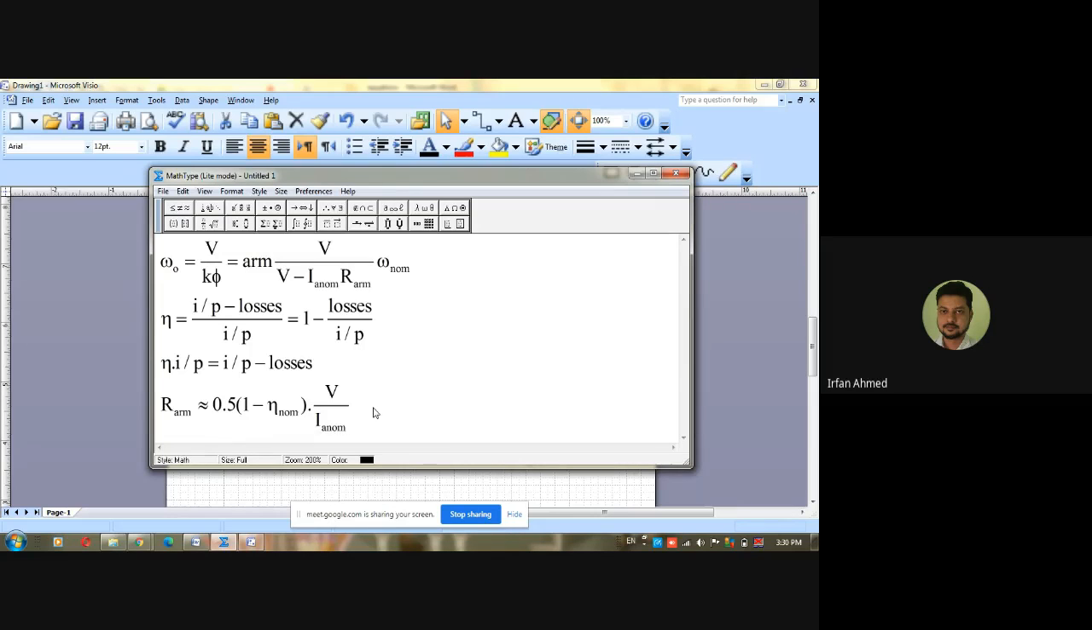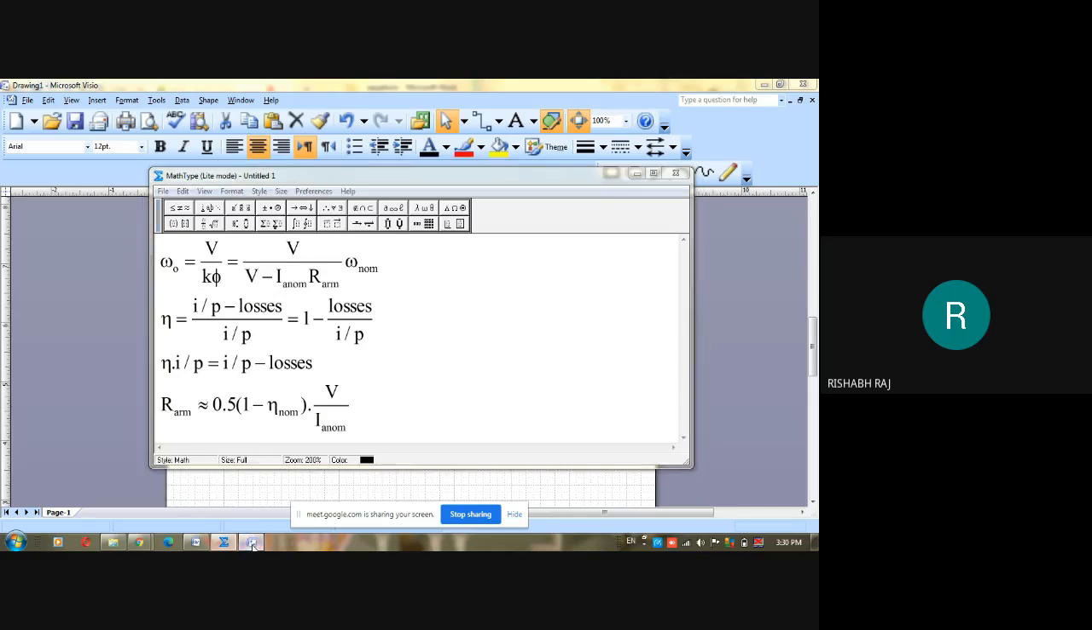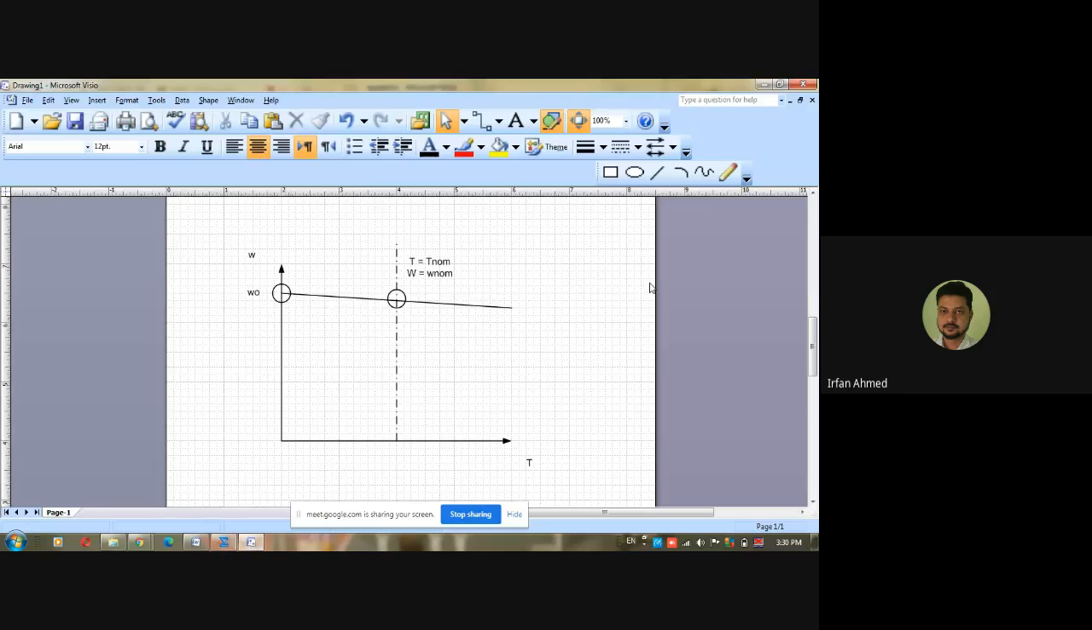So if we know the value of armature resistance, we can find the no load speed, that is given by E upon V minus rated current into armature resistance, multiplied by the rated speed. Okay, can I move forward? So this is how we can determine the natural characteristic of the DC shunt motor. First of all, we find the rated speed and the rated torque by using rated torque is equal to C multiplied by the rated armature current. From that we get this point.